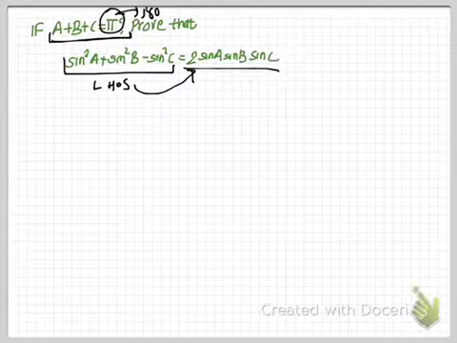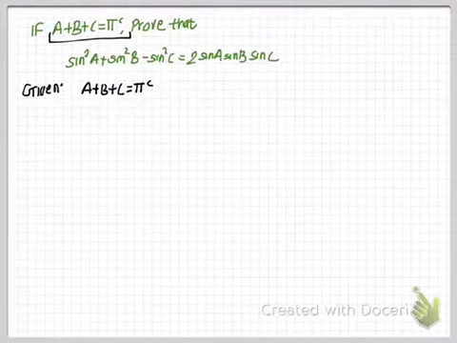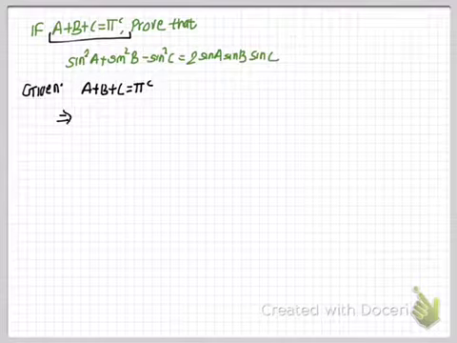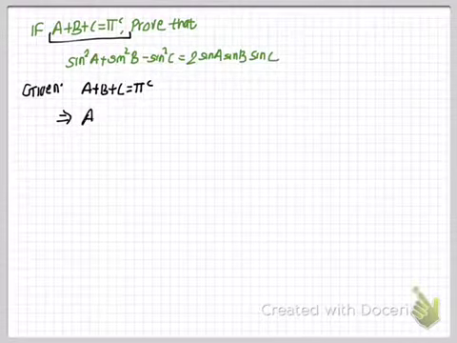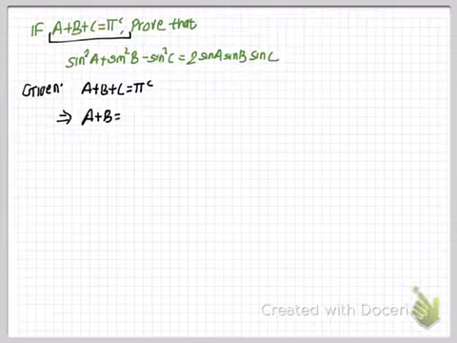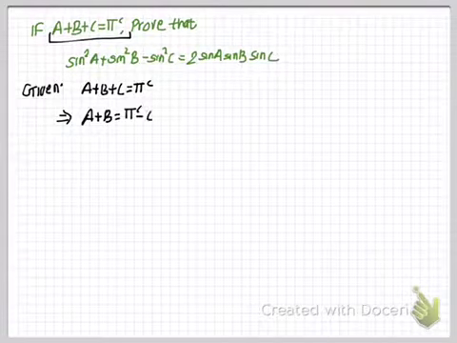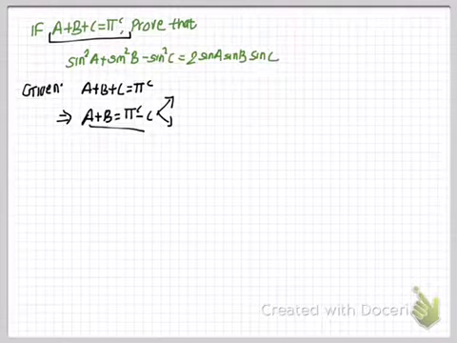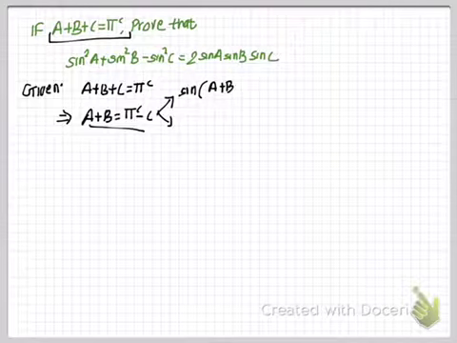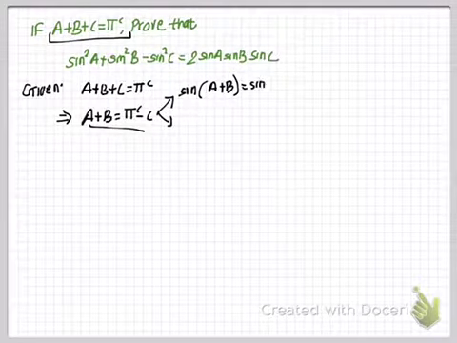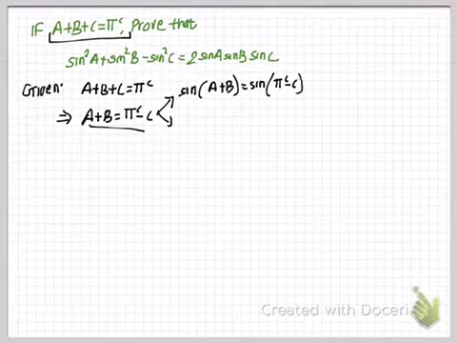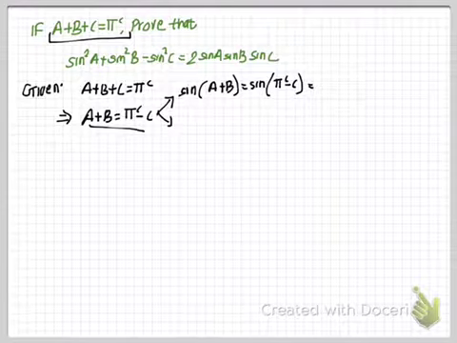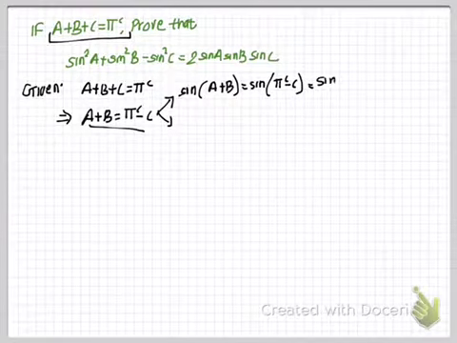So let's start with our given condition. Here is our given condition. Now I'm going to subtract C on both sides of this equation. So I have A plus B is equal to pi radian minus C. First of all, I'm going to operate this equation by sine on both sides. So I have sine (A plus B) is equal to sine (pi radian minus C), and sine (pi radian minus C) is simply equal to sine C.